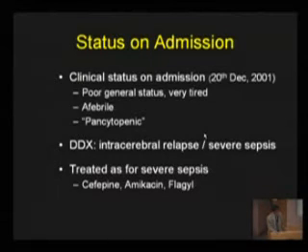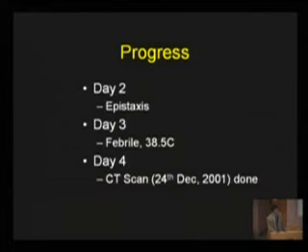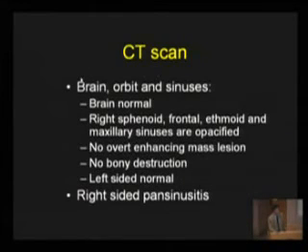One other thing I need to mention: by day 4 they had arranged a CT, which needed to wait quite a few days, unfortunately. On day 4, they got the CT scan available. Essentially, it was looking for brain pathology. The brain, the orbit, and the sinus were also cut through, but the sinus only briefly. It shows that the right sphenoid, frontal, ethmoid, and maxillary sinuses are opacified, so on the right side, a total pansinusitis. But there's no overt enhancing mass lesion and no bony destruction to the cavernous sinus. The patient was diagnosed with right-sided pansinusitis.